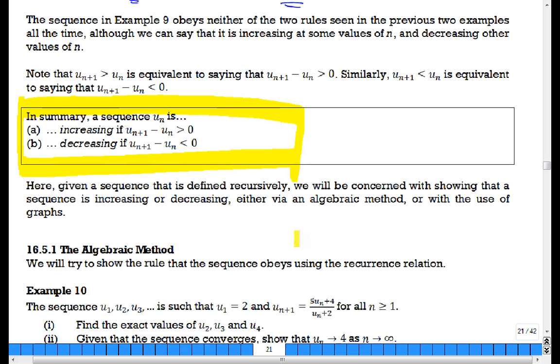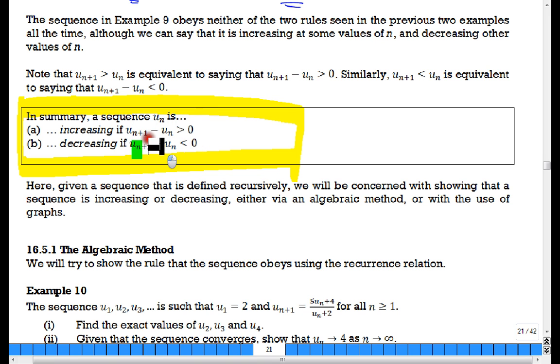Very often questions will ask you to show that a sequence is increasing or decreasing. So there are two methods here. One is the algebraic method, one is the graphical method. Either way, we are actually making use of this idea.